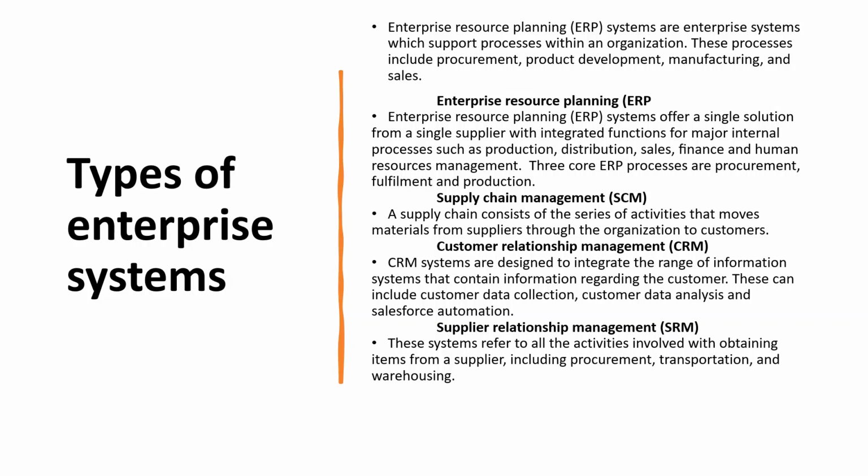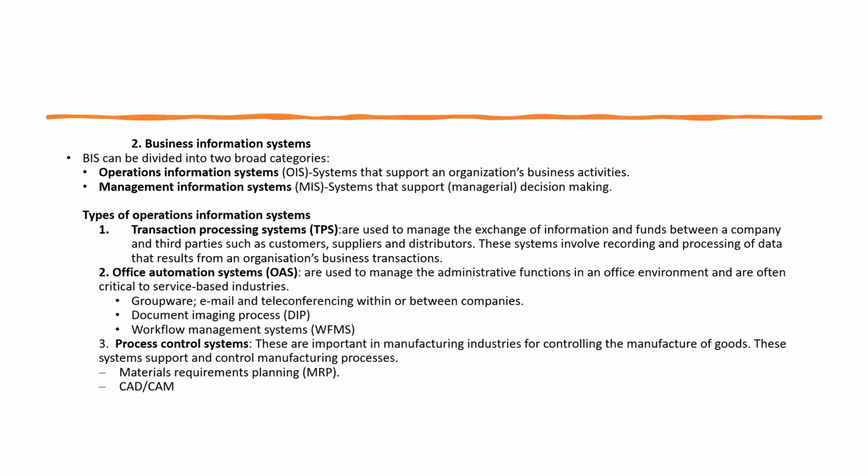enterprise systems. Then you have supplier relationship management, SRM, which refers to all the activities involved with obtaining the items from suppliers: procurement, transportation, and warehousing. So here we are looking at it from the supplier aspect. So enterprise systems that support that. The second category is business information systems, where we have two broad categories.